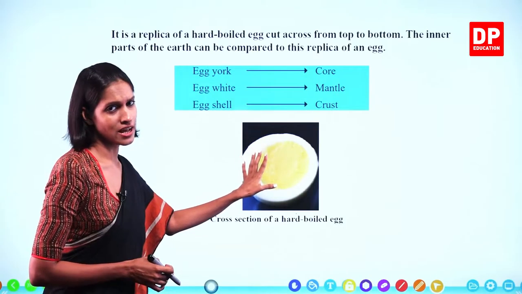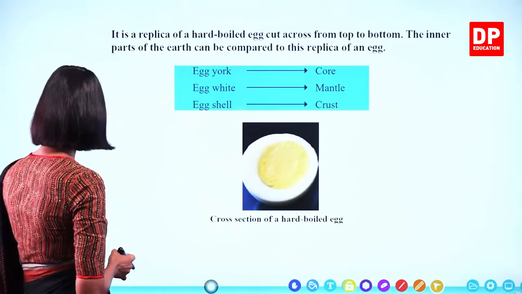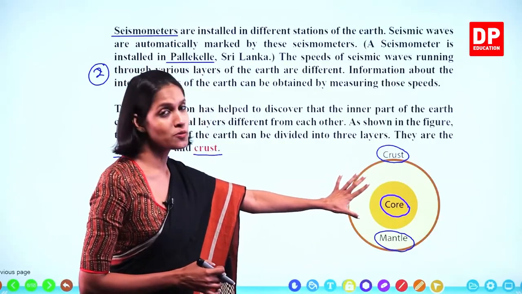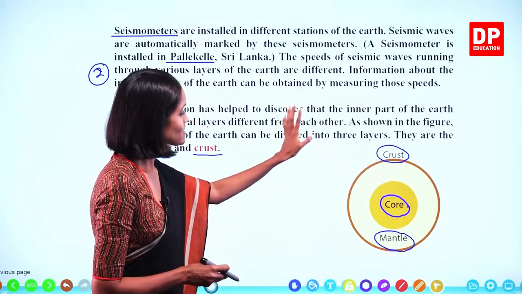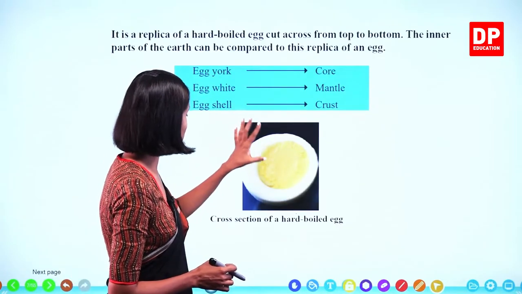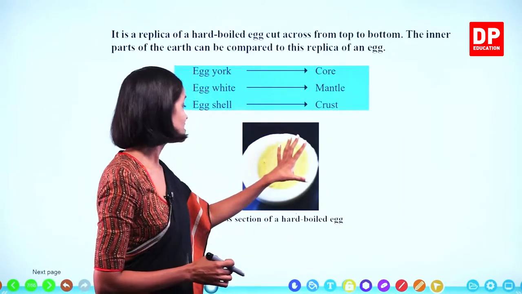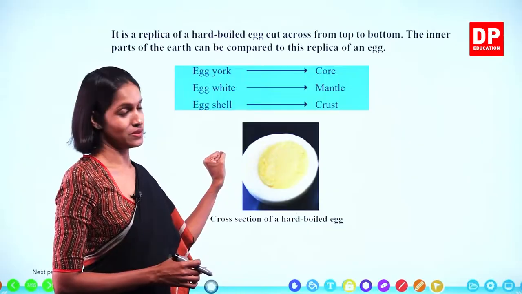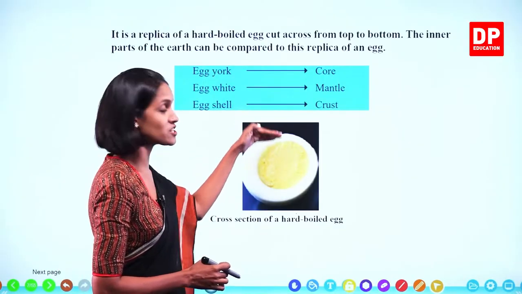Does this look like something that we learned before? Look at this picture and this picture. They almost look alike, right? So because of this reason, we can consider that the cross-section of a hard-boiled egg looks like the layers of the earth. Okay, as looks like the cross-section of the earth.